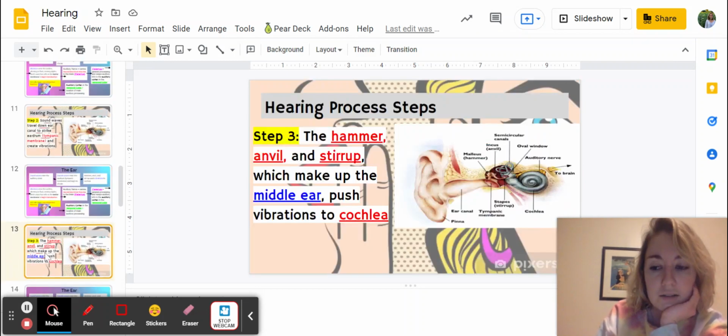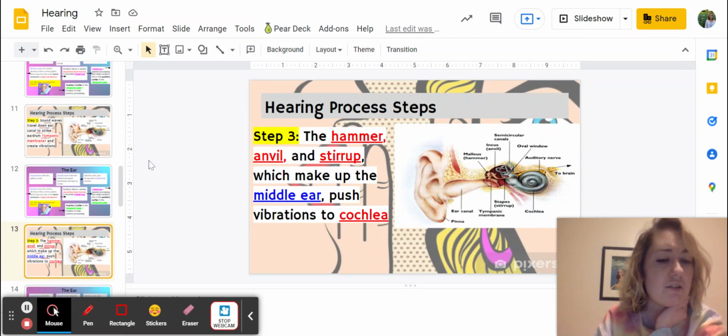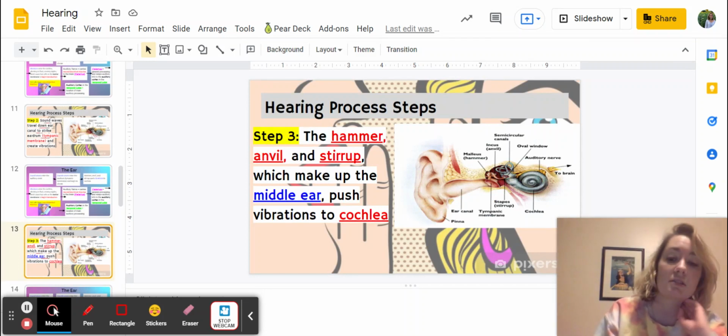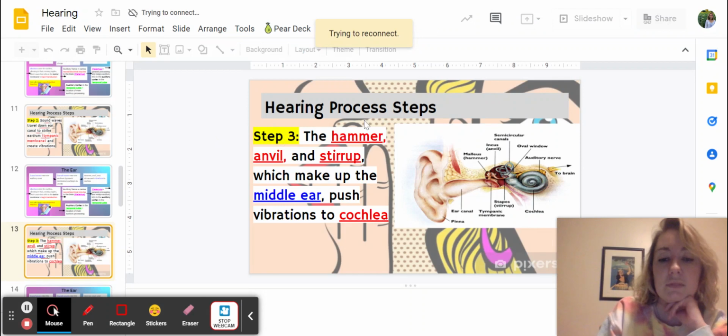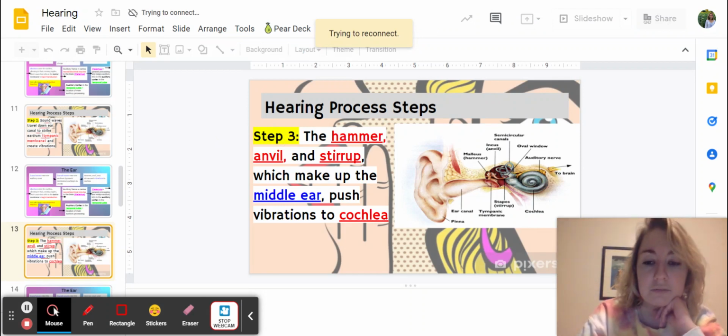So there are three parts of the middle ear. We don't really need to know much about these parts individually. We just need to know that they make up the middle ear. They are called the hammer, the anvil, and the stirrup.